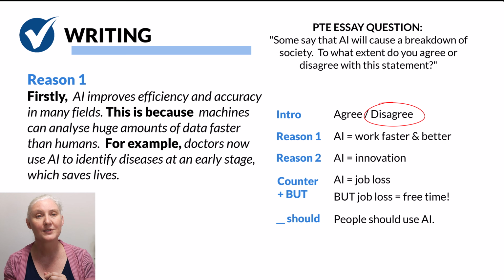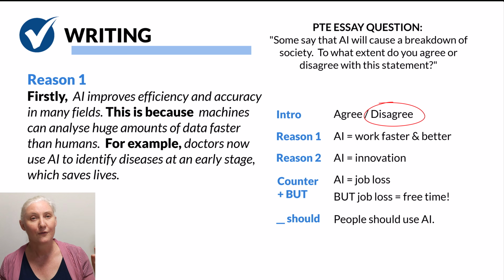Firstly, AI improves efficiency and accuracy in many fields. So you can see I've just given my reason, yeah? In the plan, I had said AI helps us work far better. Now, I've made my vocabulary a little fancier, and I have put "firstly" at the beginning. Putting "firstly" is very important. It's a signal to anybody reading or the AI that you have a structure, that you are organized. So please make sure you include "firstly." It's in the template. Okay, so firstly, AI improves efficiency and accuracy in many fields.